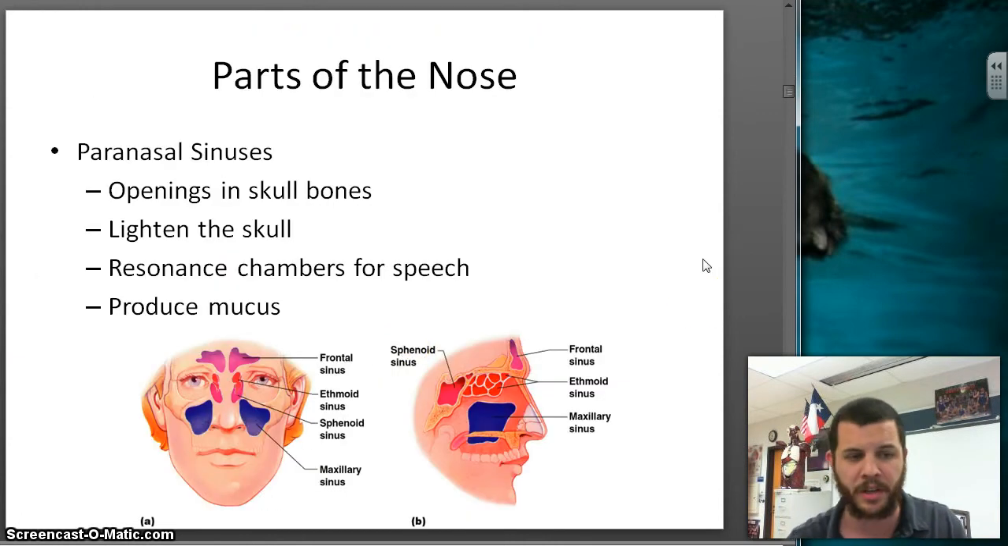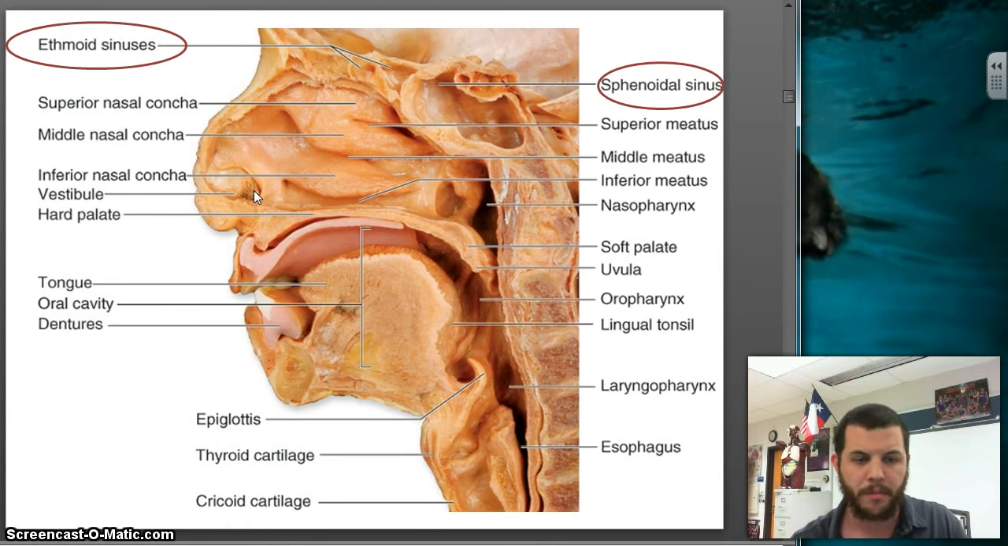Now, continuing on with parts of the nose, we have our paranasal sinuses, which are openings in the skull bones. This is going to allow us to lighten the skull. We don't want the skull to be completely solid bone because it would make the skull incredibly heavy. It also has more functions than just making the skull lighter. It's also going to allow for resonance chambers for our speech. The reason that my voice sounds the way it does is partially based on the shaping of my paranasal sinuses. It's also going to produce mucus. So that's a little storage place and production site of mucus.